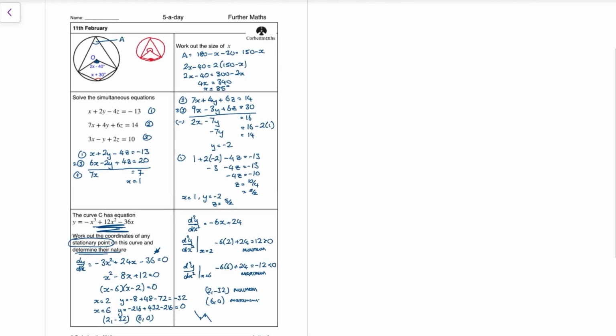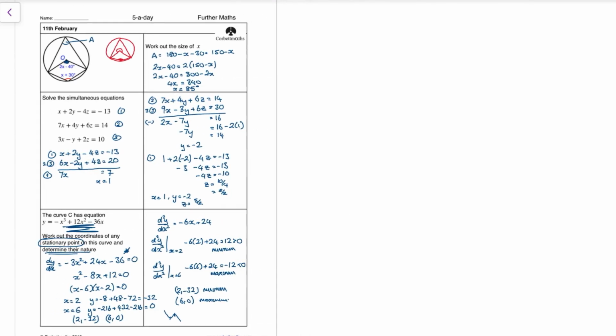Question done. As ever, decent mix of questions today. We haven't had circle theorems in a while. I'm a bit sick of these simultaneous equations, so hopefully we won't see one of those for a few days. And a nice little differentiation question with some reasoning at the end, which we don't often get.